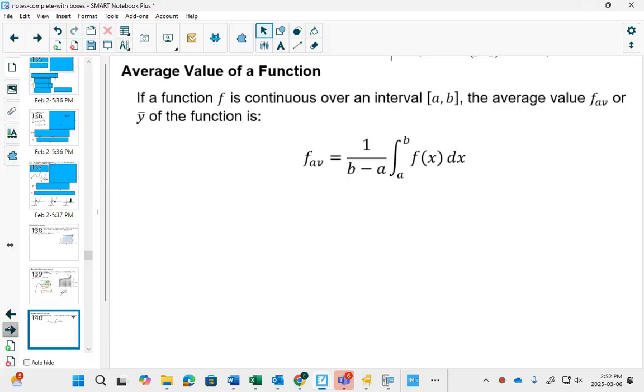And finally, if a function is continuous over an interval from A to B, the average value of the function is given to be, right, the area divided by the change from A to B. This is the average value of the function.